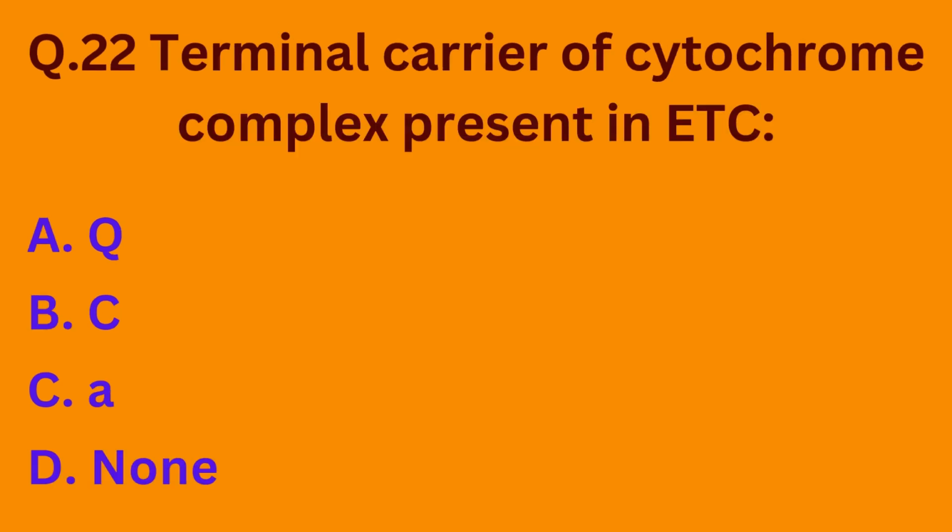Coming to next question, question number 22. Terminal carrier of cytochrome complex present in electron transport chain. Option A, Q. Option B, C. Option C, A. And option D, none. The correct option is option C.